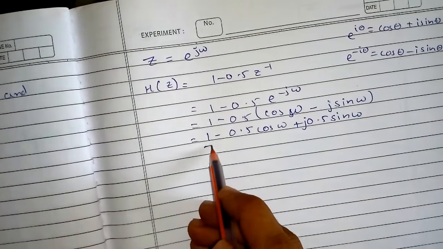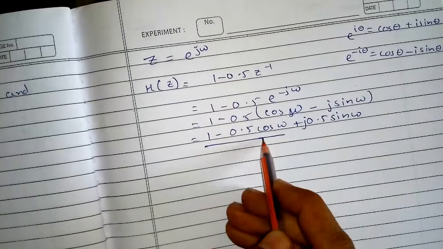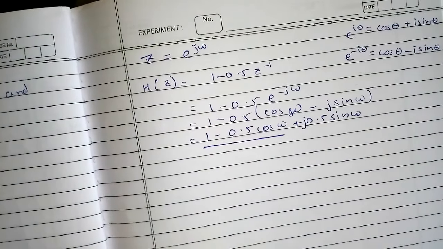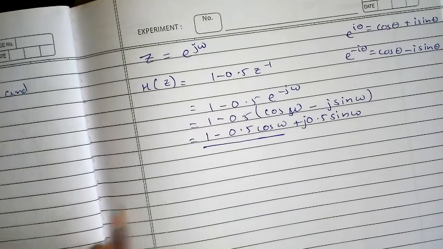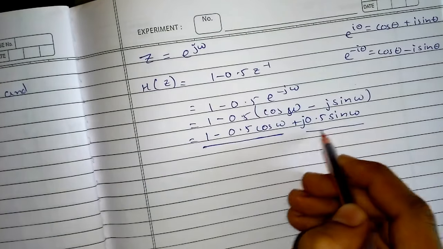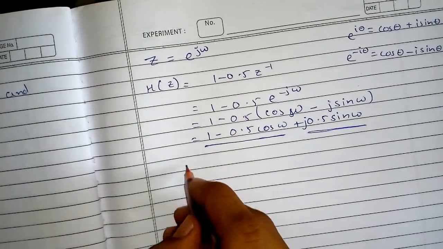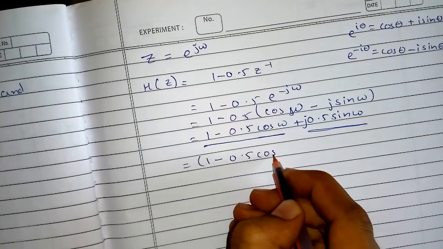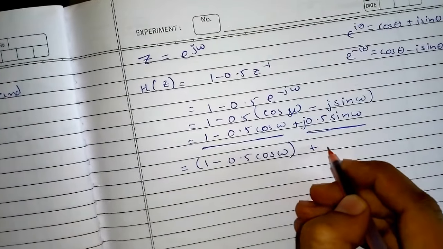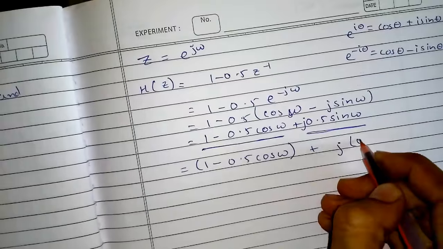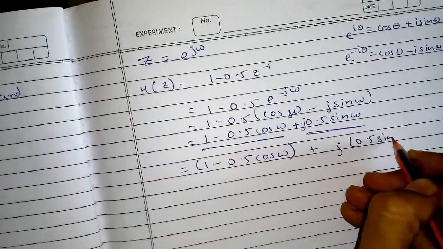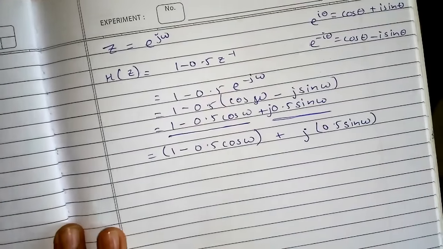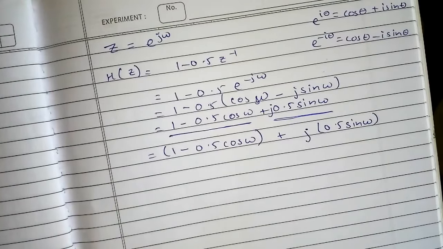Now these two terms are real terms, because they do not have any j factor with them, and this is my imaginary part. So I will write the real and imaginary parts together: 1 minus 0.5 cos omega plus j 0.5 sin omega. I can write this down here.